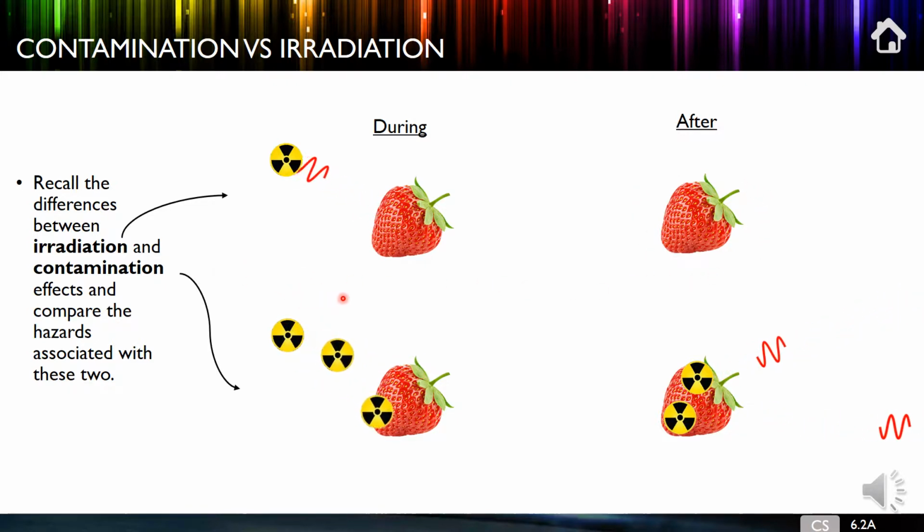Contamination, by contrast, is dangerous because here the substance is actually transferred. So whether it's dust or gas or a liquid, it's physically transferred to the object. So any time later, that object remains dangerous because it actually has the material on it.